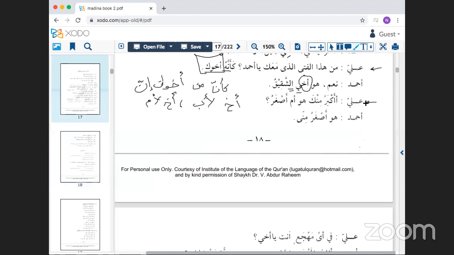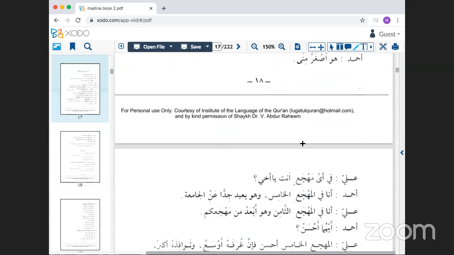A'akbaru minka huwa am aswaru. Jayid. And this is a revision, because in Dars al-Awwal, you had a question. Fadhil Akhi Rashid. Huwa asghar minni. Barakallahu feek.